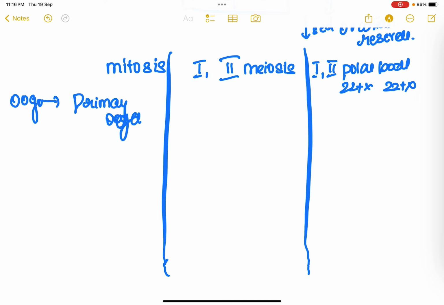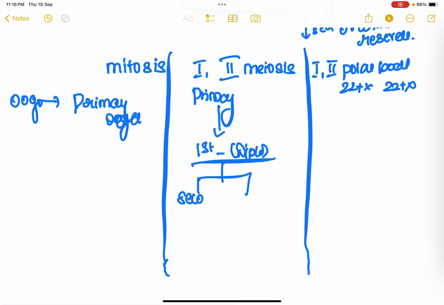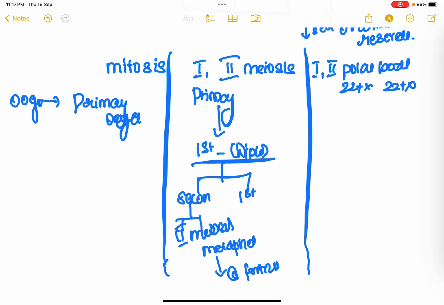Right. Okay. What is this first meiosis and second meiosis? These primary oocytes will enter into the first meiotic division and get arrested in the diplotene stage of the prophase. So that is first meiosis. What is the second meiosis? After the completion of the first meiotic division, there is going to be formation of secondary oocyte and the first polar body. This secondary oocyte now will enter into the second meiosis, which will get arrested in the metaphase, which will get resumed and completed at the time of fertilization. It is about first and second meiosis, right?